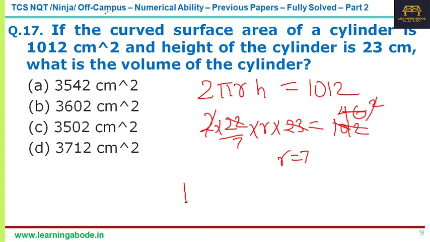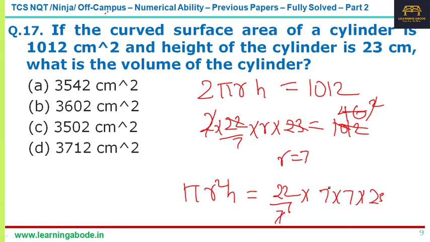Now what we want is pi r square h. That's the volume of the cylinder. So 22 by 7 into r square is like 7 into 7 into the height, which is 23. So 7 and 7 will get cancelled. 7 into 23 into 22. Maybe you can write it as 22 into 161. Now 22 into 1 is 22. 22 into 16 is 352. So 3542. That's answer option A for question number 17. Answer option A.